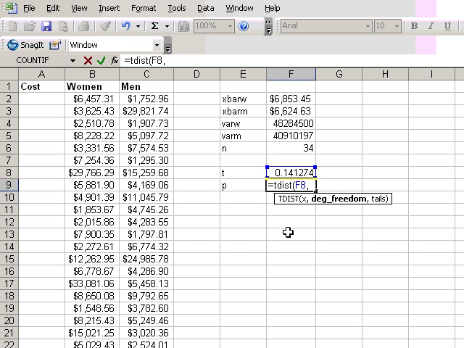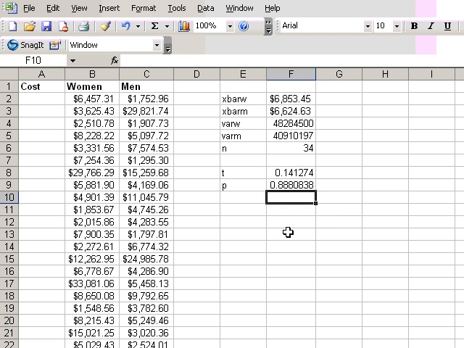So there are 34 observations for each group. That would be 33 degrees of freedom for each group, so that the total degrees of freedom are 66. And this is a two-tailed test because we didn't specify in advance whether men were more costly than women or women were more costly than men. And when we hit enter, we see that the probability of getting a t-value as large as 0.14 is 0.888.